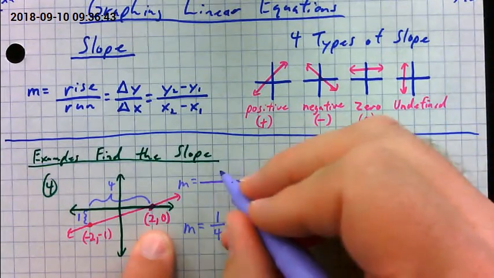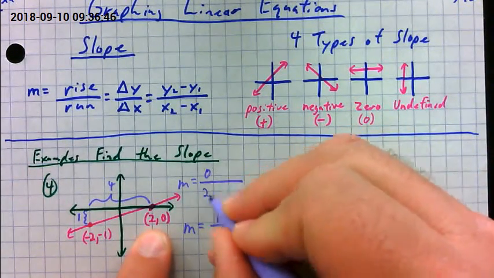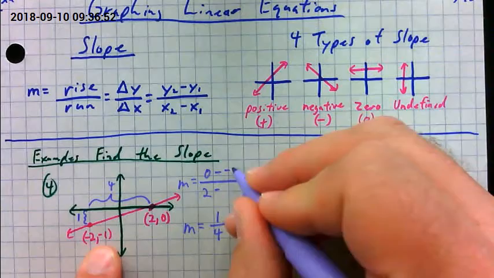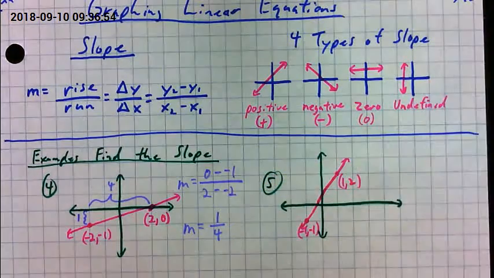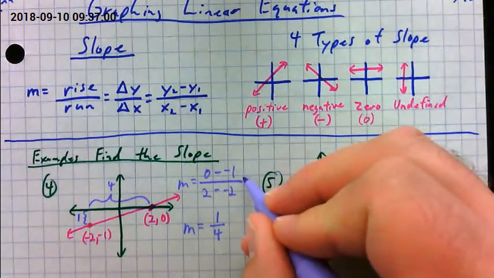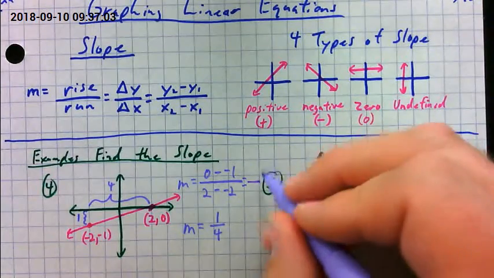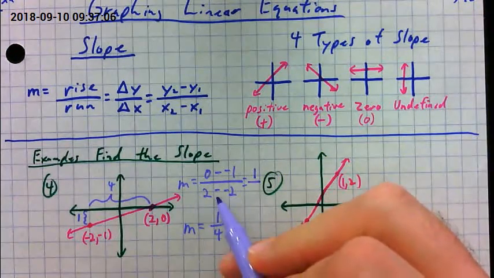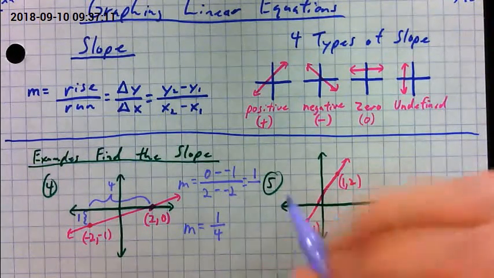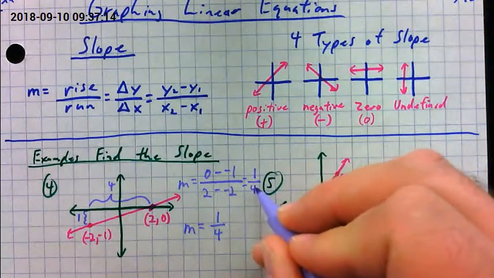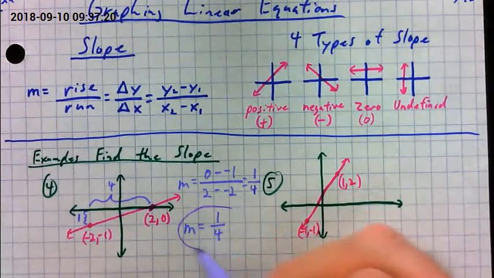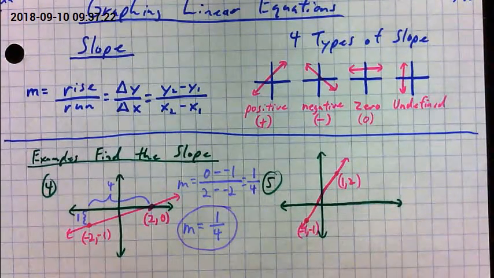So I'm going to say that the 0 will be my y2 and the 2 will be my x2. And I'm going to subtract from that -1 and -2. If you do that, 0 minus -1, well, that really becomes plus a positive. So that's a positive 1. And then same thing here. 2 minus -2, that becomes plus a positive. So we're adding 2, and we get 4. So we get 1/4. Same thing that we had down here. So in 2 different ways, you get the same answer.